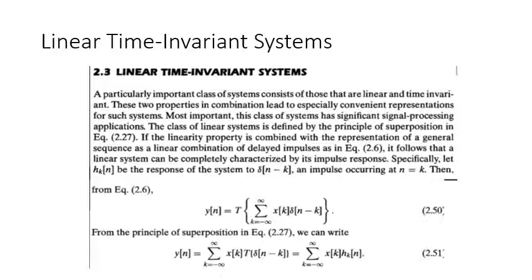So it is very easy to describe or define or characterize a system if it is linear time invariant. We can completely characterize a linear time invariant system with its impulse response, because we know that if there is an addition at the input, there will be addition at the output. If there is scaling at the input, there will be scaling at the output. If there is delay at the input, there will be delay at the output. So a particularly important class of system consists of those that are linear time invariant.